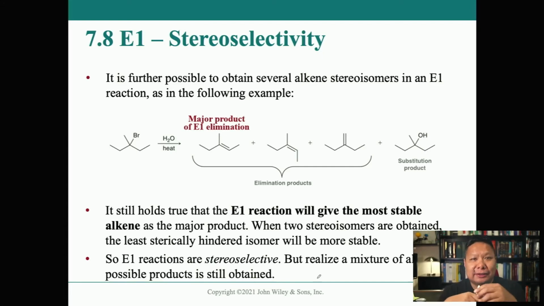It is further possible to obtain several alkene stereoisomers with an E1 reaction, as in with the following example, right? Again, we have the bromine leaving as a leaving group, okay? Leaves us with this carbocation here. And we can get this double bond from removing one of these protons over here. We can also get the other double bond. Well, it's the same double bond, but this time it's pointed down this way, instead of pointing up that way, and we can get that by pulling off the other proton, right? Because there are two protons sitting there.